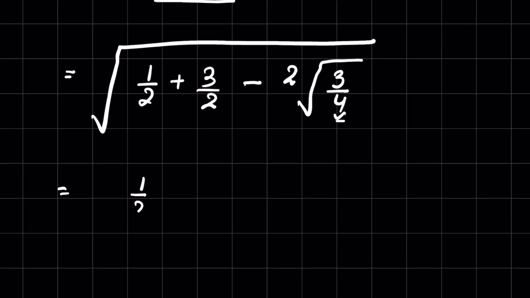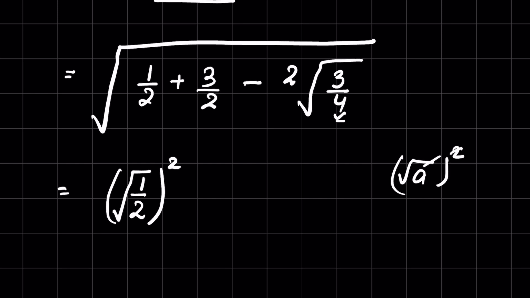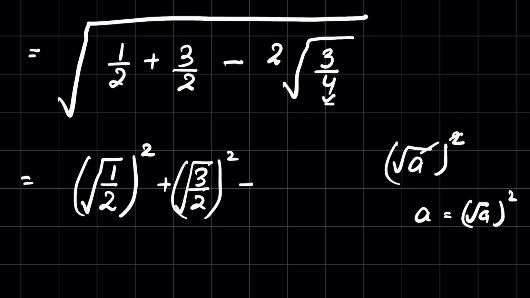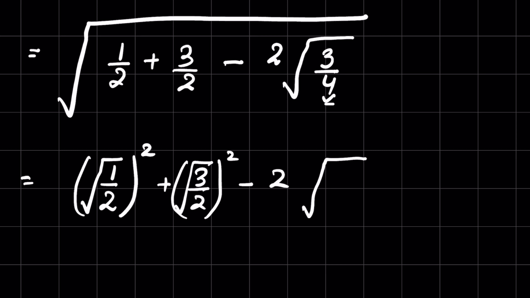Now 1 upon 2, if we write it under square root and square it, is equal to 1 upon 2, because when a number is under a square root and it is squared, we remove the square root with the square. So we can write a number a as equal to square root of a squared. Same for 3 upon 2. So 3 upon 2 under square root whole square, minus 2 square root of 3 upon 4.